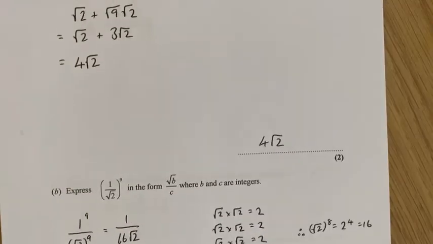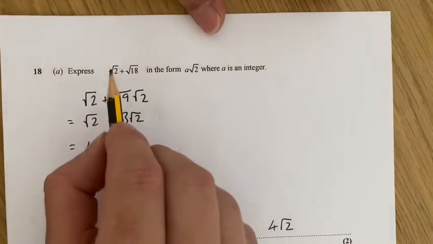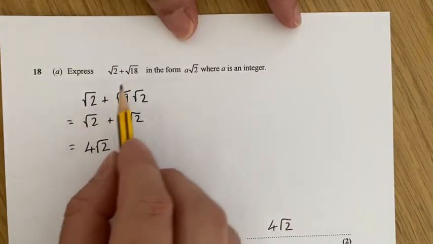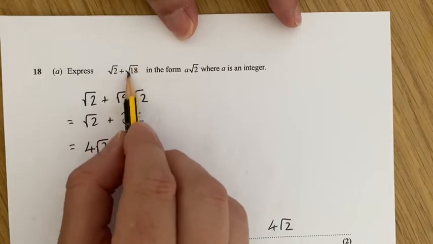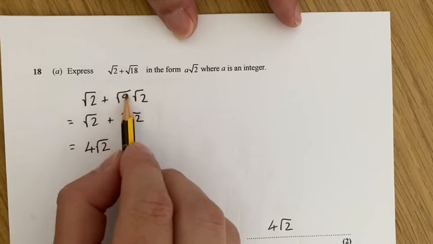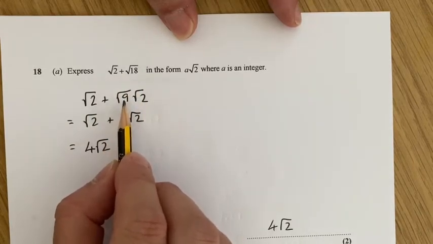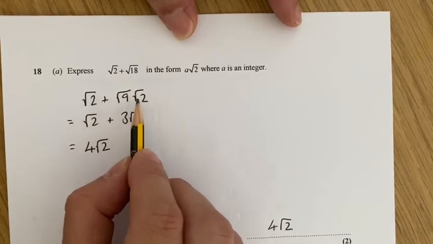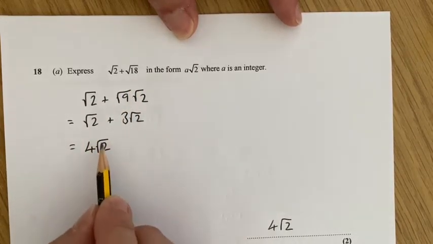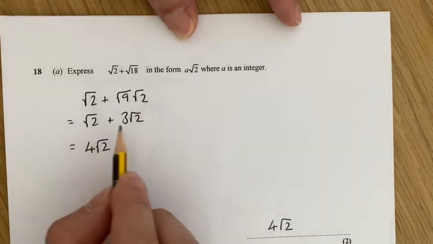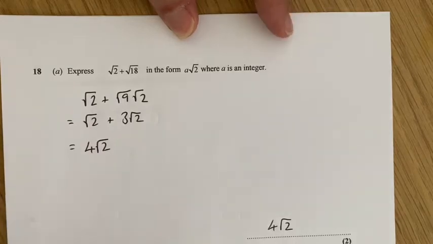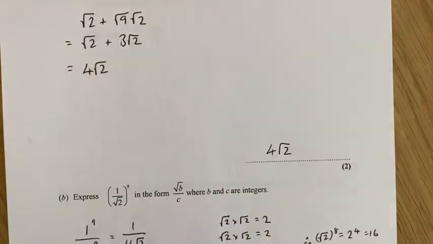Moving on to question 18, a surds question. So we've got root 2 plus root 18, need to put it in the form a root 2. So I need to look for a square number that goes into 18. Of course it's 9, so this becomes root 2 plus root 9 root 2, and the square root of 9 is 3, so it becomes root 2 plus 3 root 2, which is of course 4 root 2. Just like 1x plus 3x is 4x.